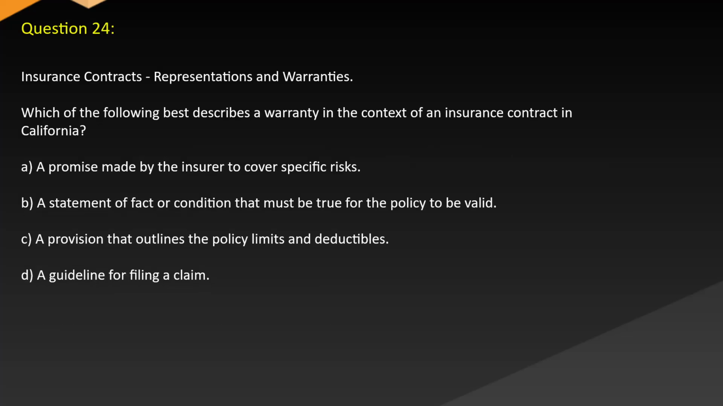Question 24. Insurance contracts. Representations and warranties. Which of the following best describes a warranty in the context of an insurance contract in California? A. A promise made by the insurer to cover specific risks. B. A statement of fact or condition that must be true for the policy to be valid. C. A provision that outlines the policy limits and deductibles. D. A guideline for filing a claim.